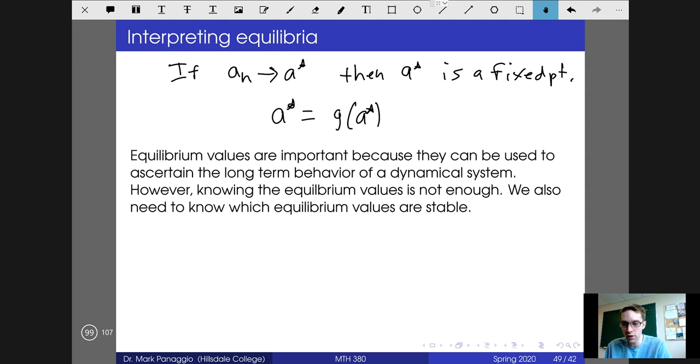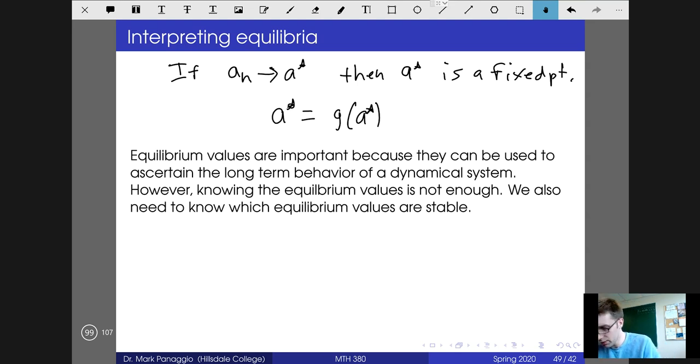But what do you do if there are multiple fixed points? If there are multiple fixed points, it's not necessarily clear where the system is going to end up. And actually, even if you just have a single fixed point, there are no guarantees that the system is going to approach the fixed point. This just says that if it approaches something, then there must be a fixed point. But it could be that the system just goes off to infinity.